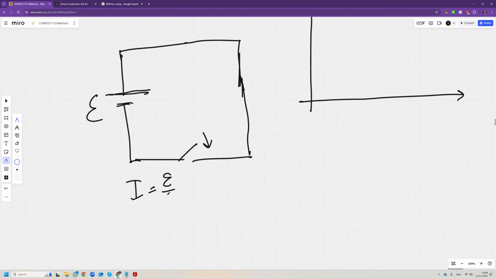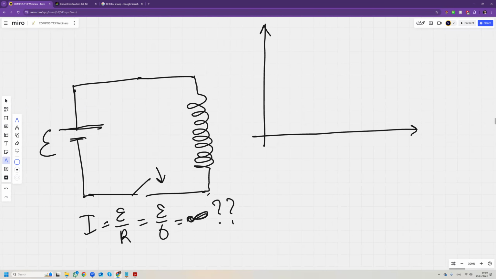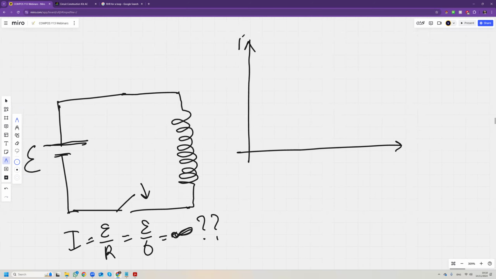So current is EMF over R, so EMF over 0. So that's infinity. You have infinite current, which doesn't make any sense. Even if, like, it has to increase gradually. It can't just jump from 0 to infinity. It has to gradually increase. That's one. Hold that thought. What if I take one of the wires and make it into a coil, just like that? There's still no resistance, but what if I make it into a coil? What do you think the behavior of current versus time would be now?